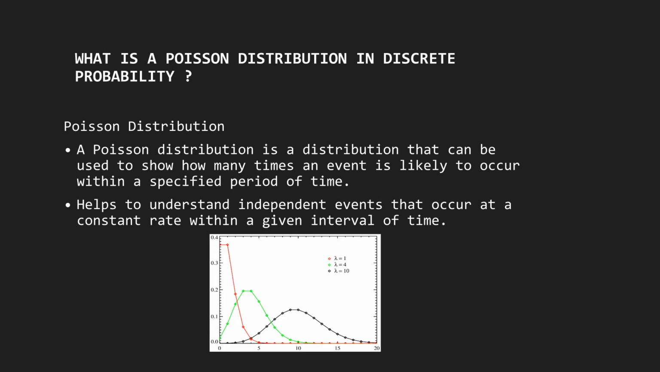The Poisson distribution is a discrete probability distribution that shows how many times an event is likely to occur within a specified period. It's useful for understanding independent events happening at a constant rate over time.